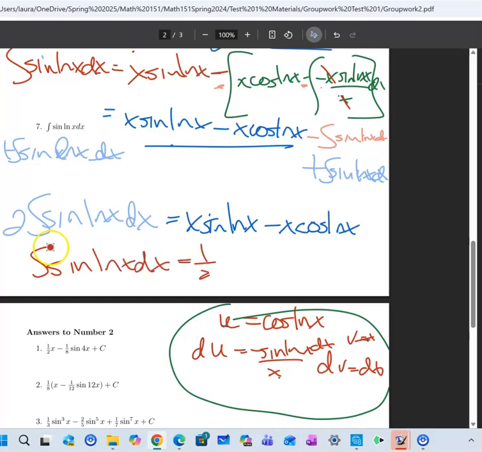Gives me a 1/2 x sine ln of x minus x cosine of ln of x plus c. So messy, sorry about that. And that's the answer.